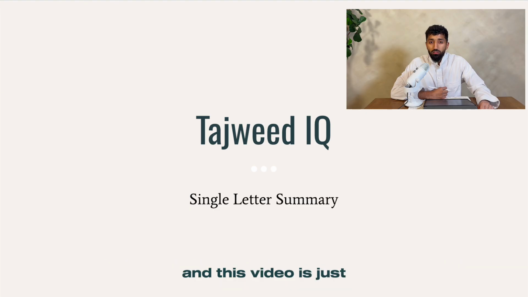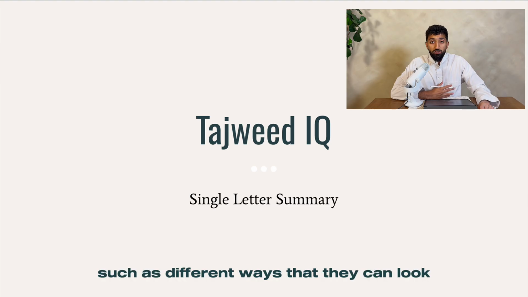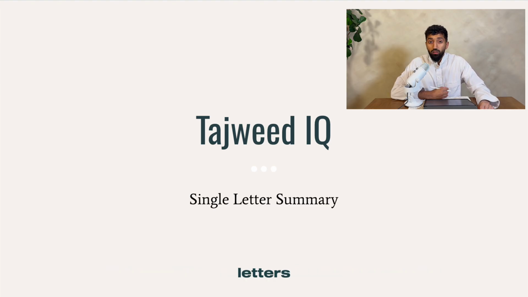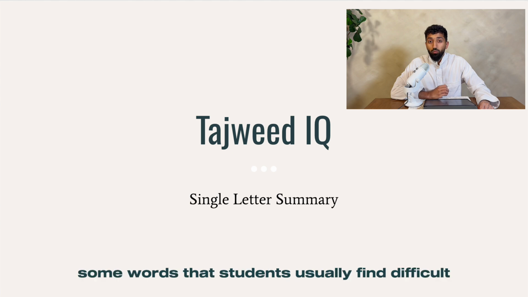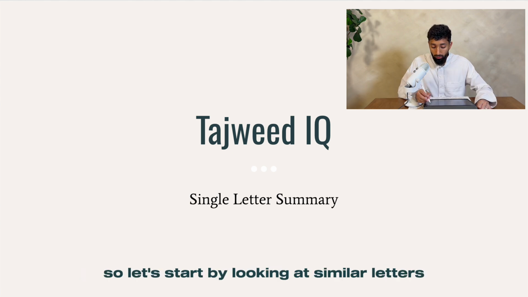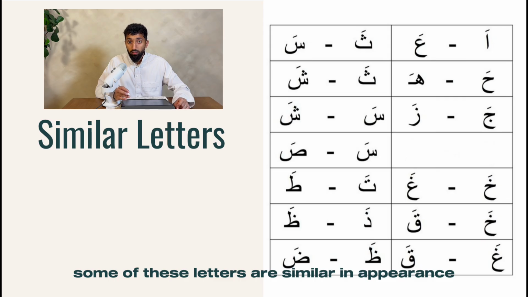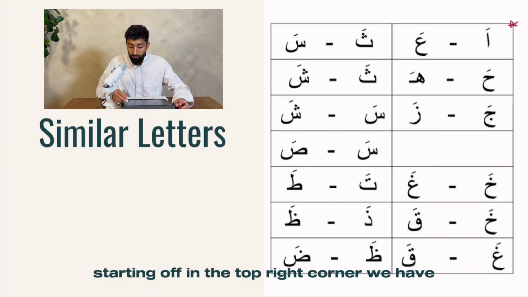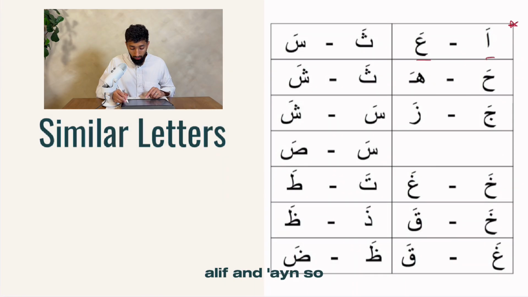In this video is just additional topics when it comes to the single letter, such as different ways that they can look. We'll go through some of the similar sounding letters and end off with practicing some words that students usually find difficult. So let's start by looking at similar letters. Some of these letters are similar in appearance, but mainly they're similar in sound, so we want to differentiate how and why they're different. Starting off in the top right corner, we have alif and ayn.